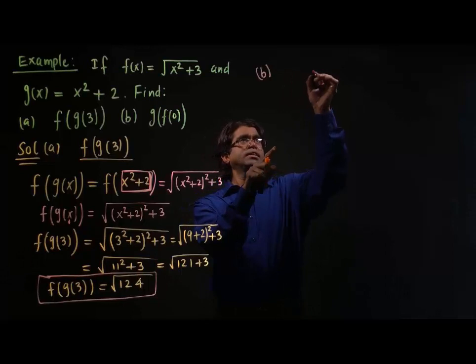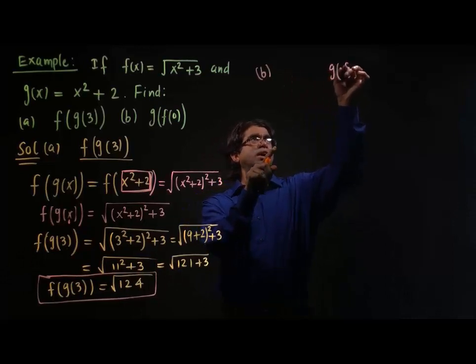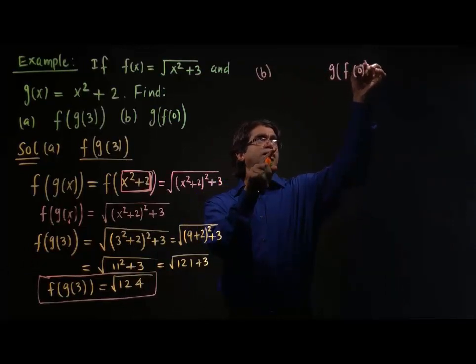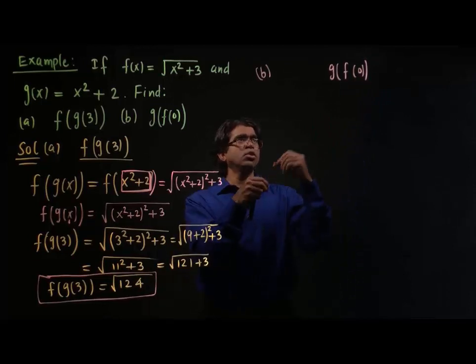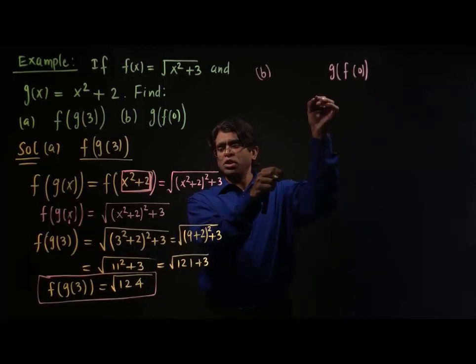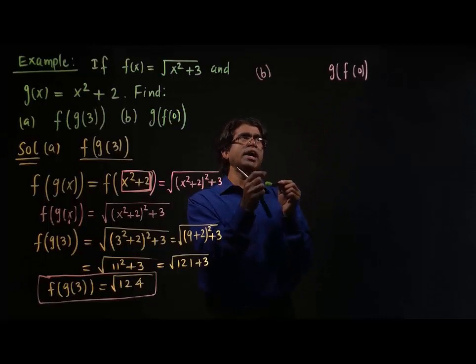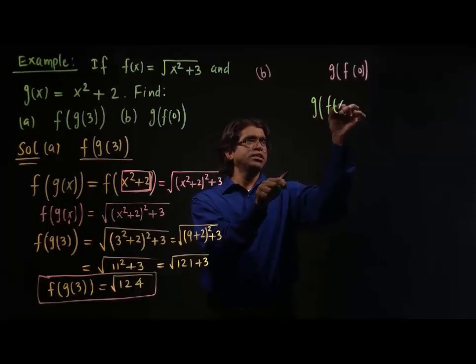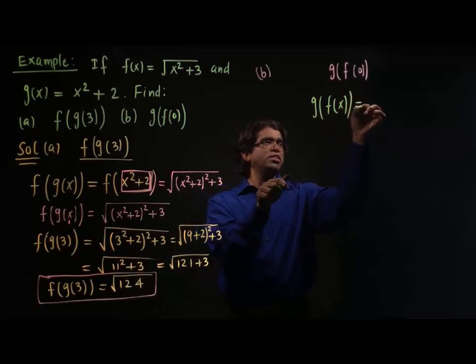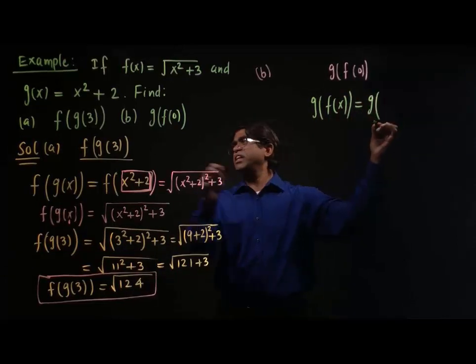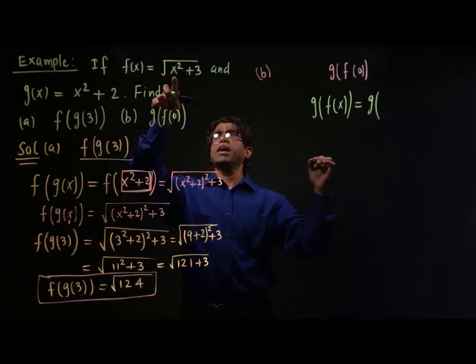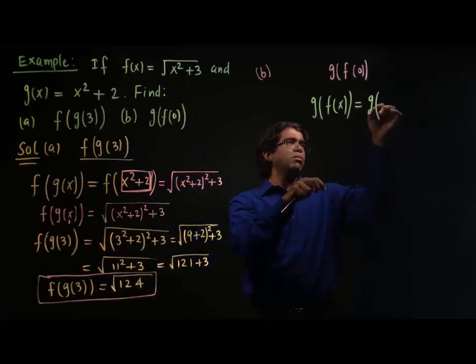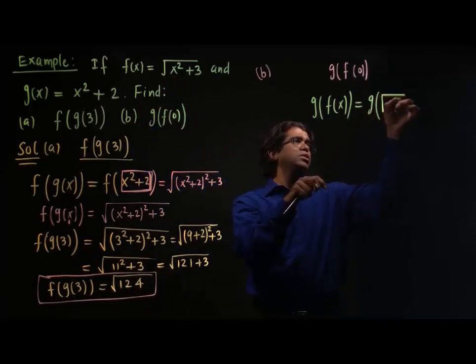It's given as g of f of 0. This is what we need to find. In order to do that, I need to find g of f of x first. So g of f of x is g of the square root of x squared plus 3.